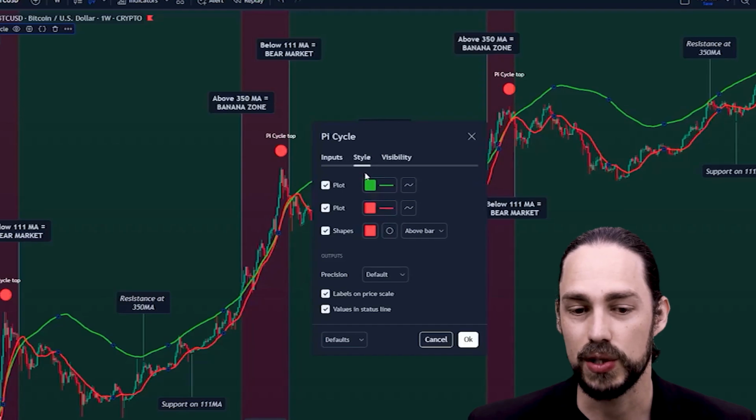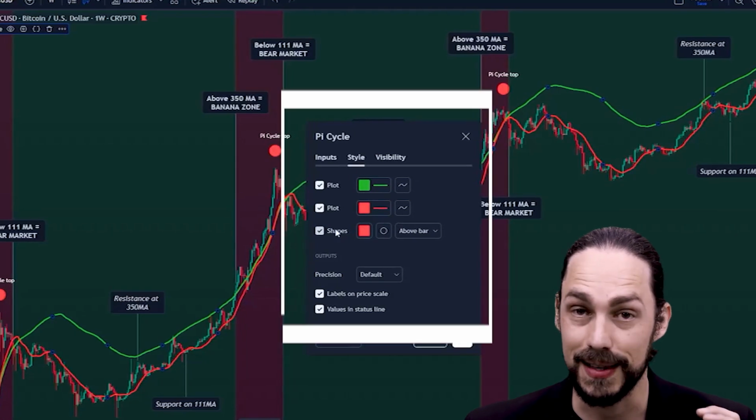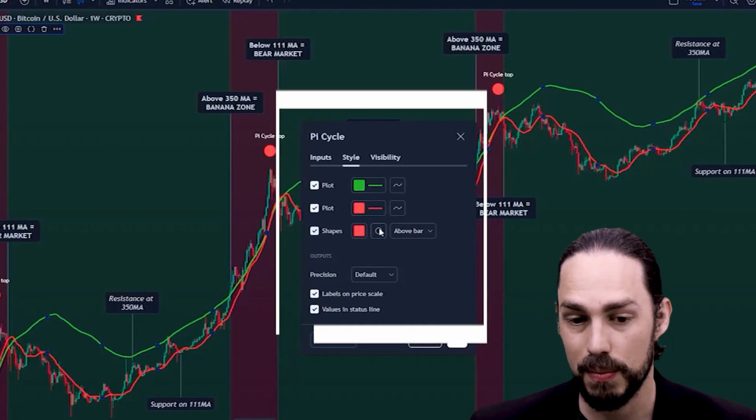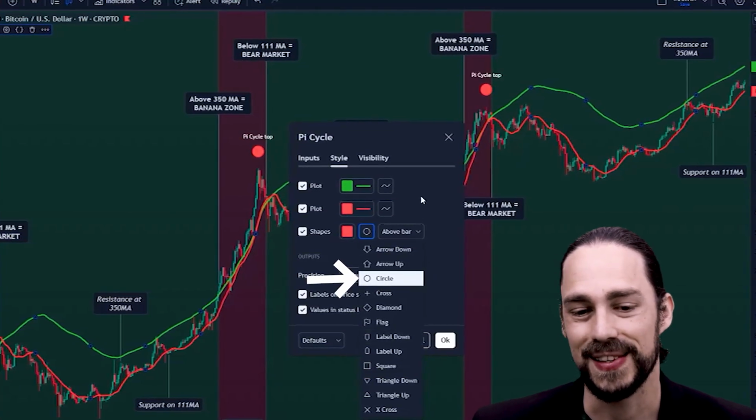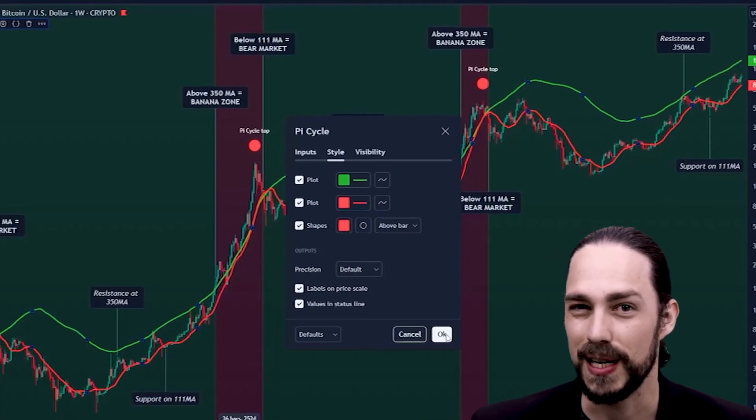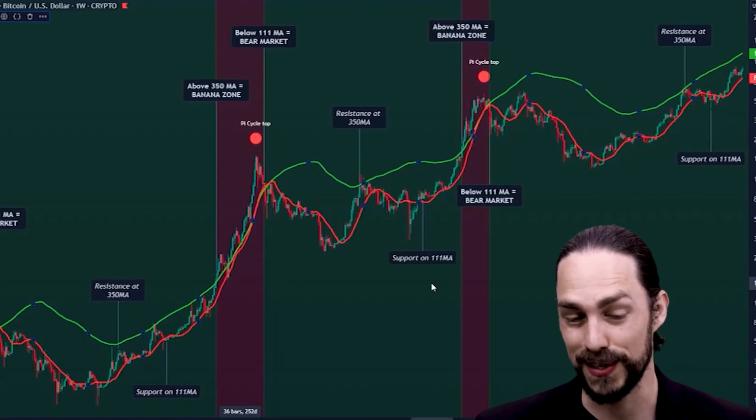Now I've also changed the visual style of the indicator itself. When it prints the Pi Cycle Top, I've just made that a circle instead of a label down. So if you want to do that, you can, but it doesn't really matter. It's your own visual preference that comes into play here.